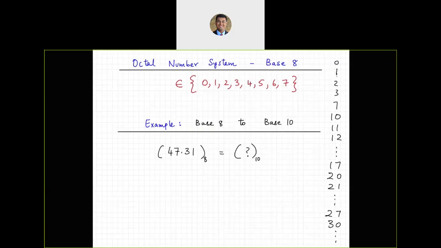How do I do it? Any number system to decimal number system, again, use positional significance. So let me write this down. 4 times 8 raised to 1, plus 7 times 8 raised to 0, 3 times 8 raised to negative 1, 1 times 8 raised to negative 2. So that's how you would convert that. This is 32, this should be 7, and this is 3 divided by 8 and 1 divided by 64.